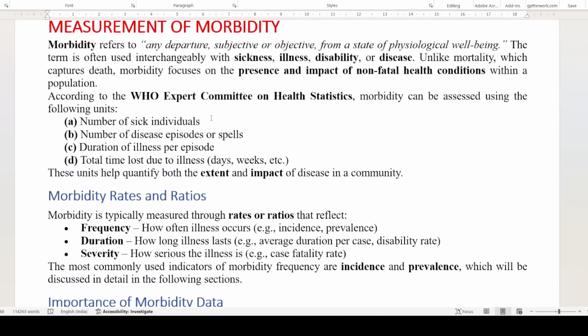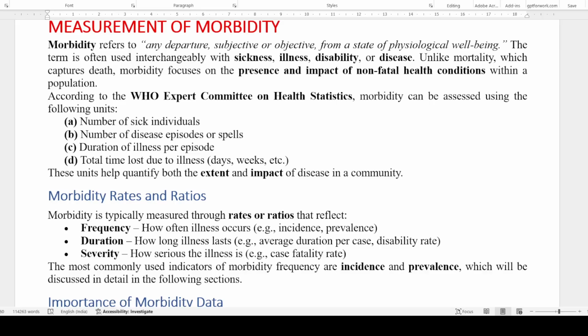So we saw morbidity refers to any departure, subjective or objective, from the state of physiological well-being. Means the person is not well, he is ill or he is sick. That means he is having a disease. The person can also be disabled, right? So according to WHO expert committee, morbidity can be assessed using the following units like the number of sick individuals, number of disease episodes, duration of illness per episode, and total time lost due to the illness. So these units help quantify both the extent and impact of the disease in the community.